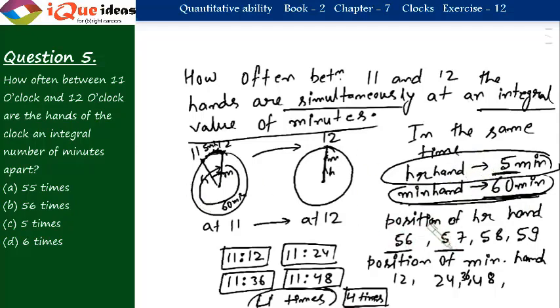So the hour hand has limited options. It was already at 55. It can go up to 56, 57, 58 and 59. Correspondingly, the minute hand will go to 12, 24, 36 and 48. So these are the only 4 possibilities that they had for both of them to be simultaneously at an integral value of minutes. So even if the interpretation is changed, the answer is still 4 times.